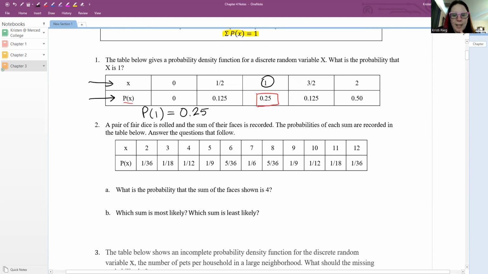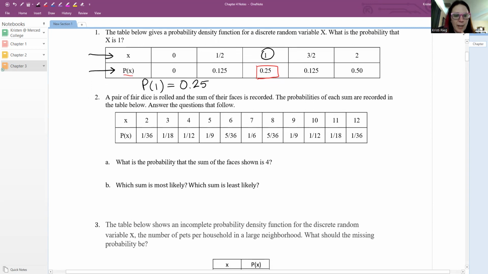Okay, next up, it says a fair pair of dice is rolled, and the sum of their faces is recorded. The probabilities of each sum are recorded in the table below. Answer the questions that follow. Before we get into this question, I want to really make sure everyone understands what this table is saying, because we're going to use this table in this section, and I think it comes up in the next section as well.